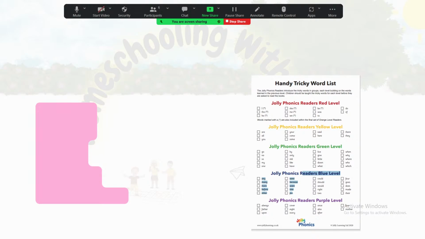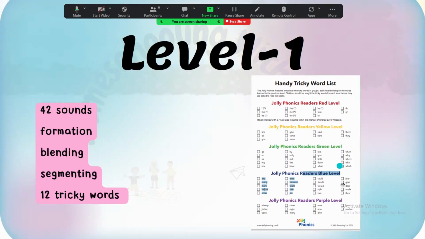This is the tricky words list of Jolly Phonics. I'll provide you this, and the people who are not in the group can simply get it from the Jolly Phonics resource bank. That is free. Go to jollyphonics.co.uk, the official website, and you can get this list from there.